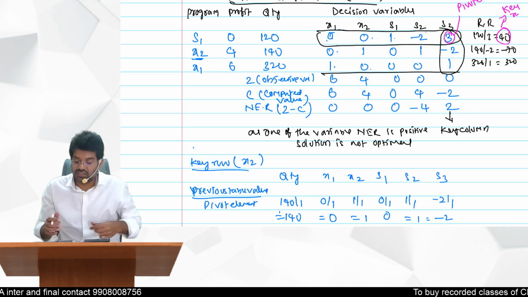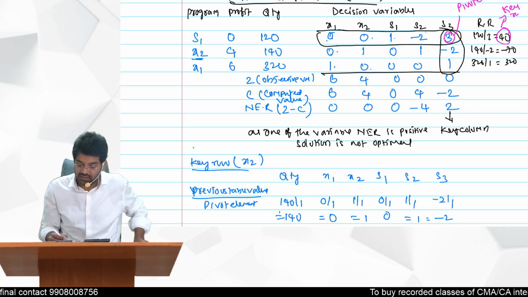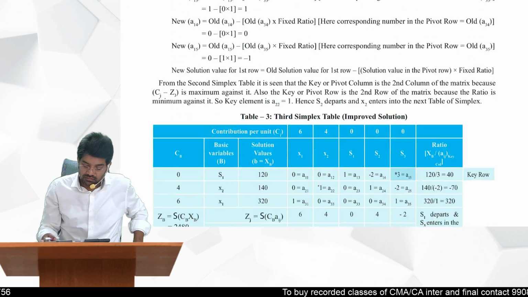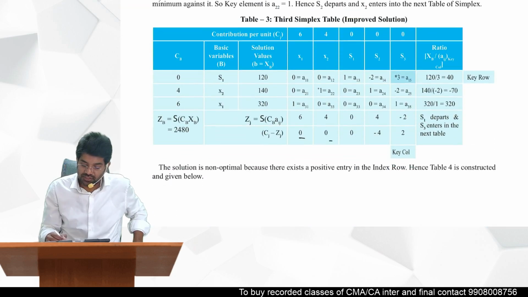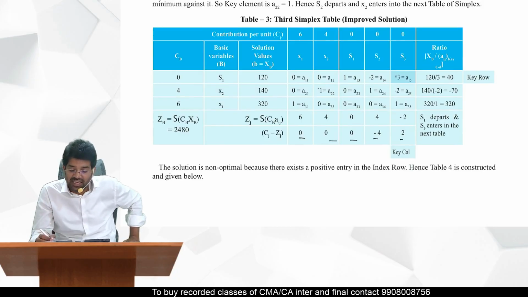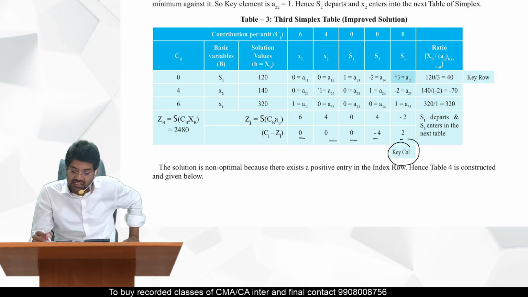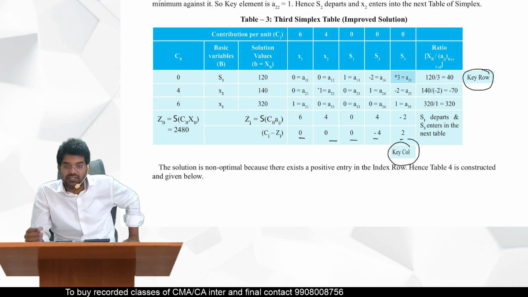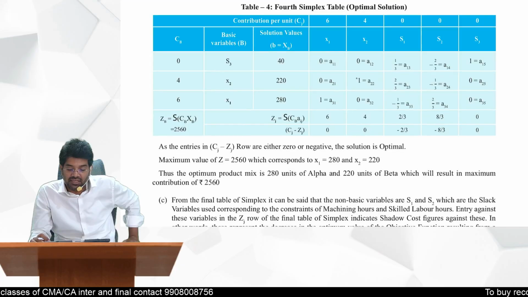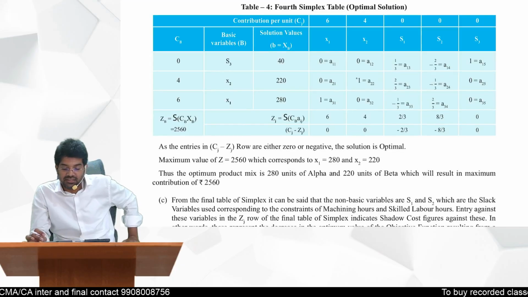Okay, 0, 0, minus 4, 2. You can see here 0, 0, 0, minus 4, 2. So as per this rule again, this is the key column, and 40 is the key row. Least replacement ratio we should calculate, key row. So based on this they have updated again; the next table they will update here, see, fourth table.